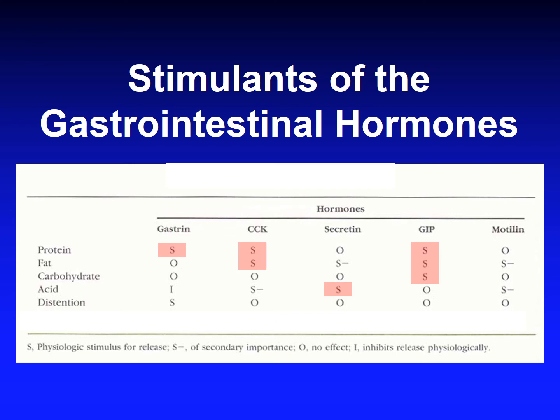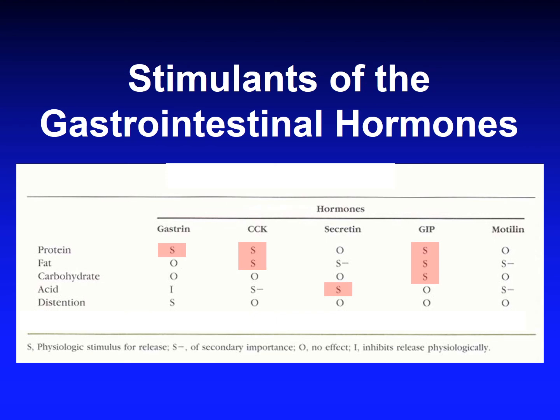Secretin is called nature's anti-acid. So acid stimulates secretin secretion. And gastric inhibitory peptide, or GIP, is stimulated by all kinds of food: protein, fat, and carbohydrates.